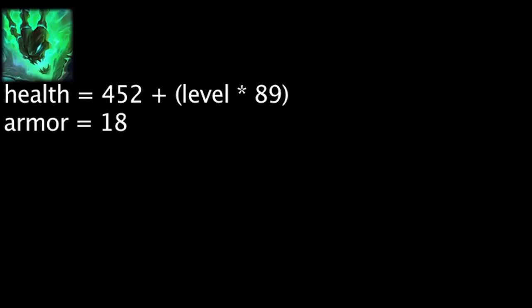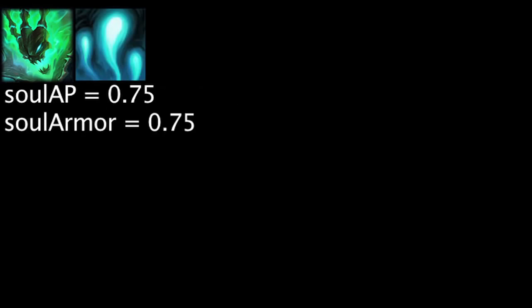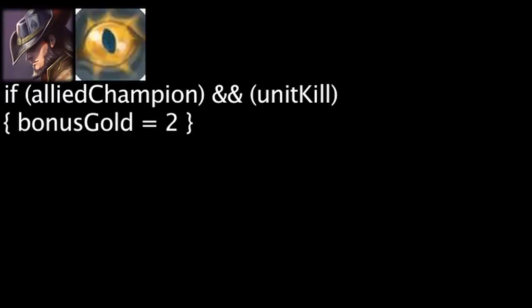Thresh's base health has been reduced by 41 and his armor has been reduced by 6. Souls will now always grant 0.75 ability power and armor. Twisted Fate's loaded dice will no longer grant a gold bonus to any ally champions, but will grant Twisted Fate a random amount of bonus gold between 1 and 6 whenever he kills an enemy unit.